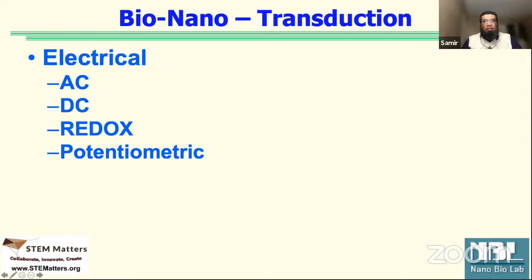Now, if we talk about electrical signal, there are a bunch of ways, right? In electrochemical biosensors, it can be potentiometric, which is where there's a potential at zero current. So there's no current, but we measure the potential. Or amperometric, which would mean we have applied a specific voltage and the current changes at that specific voltage. There is redox, which we talked about before.